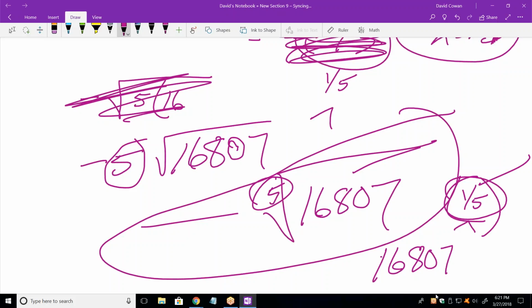It says it's just 7. Okay. To check it, take 7 and raise it to the 5th power and make sure you get that number. Let's see. Oh, yeah, that's 16807. Okay. Now what's the answer?